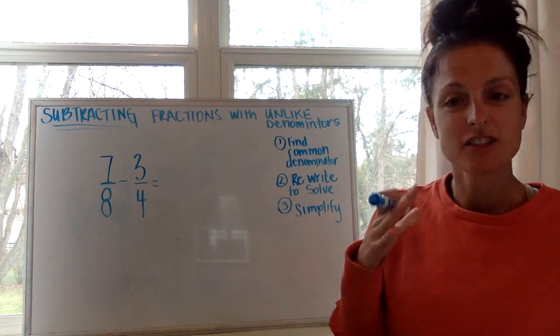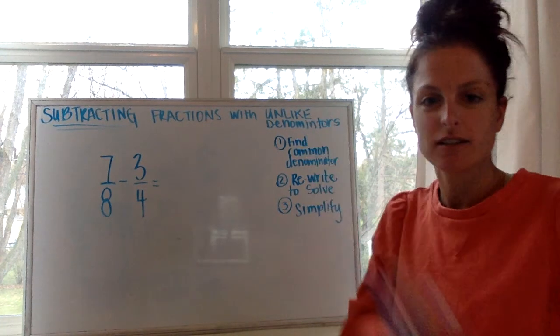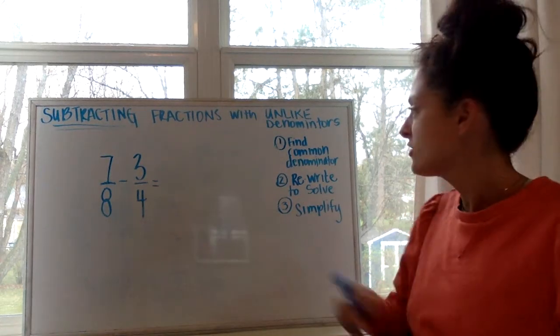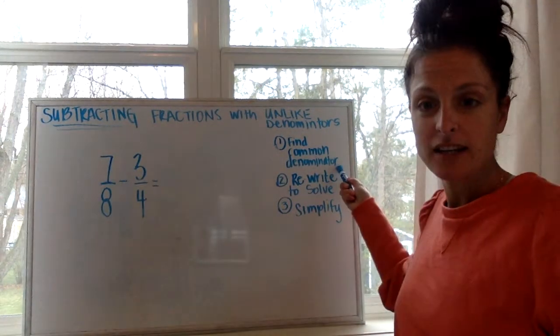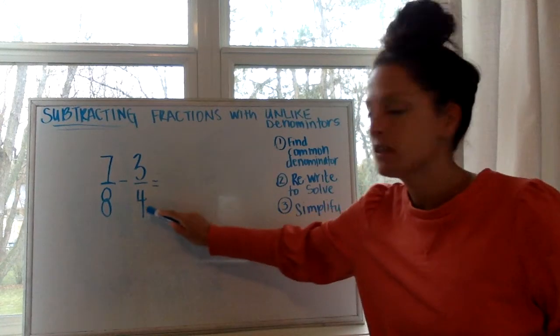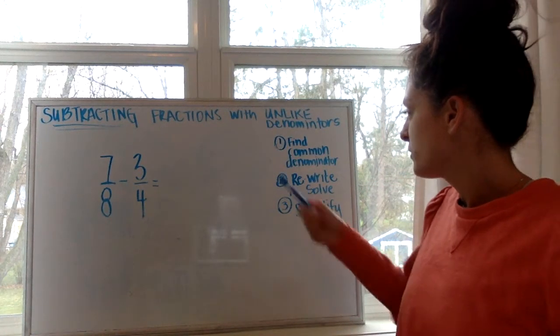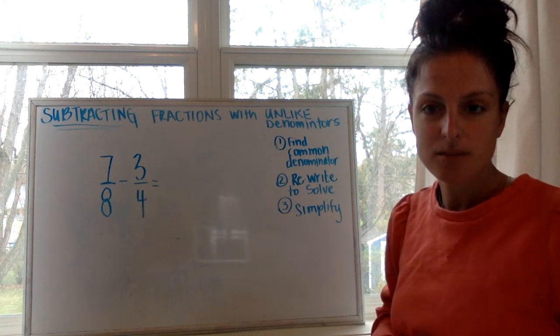Today, we are going to take a look at subtracting fractions with unlike denominators. Yesterday we looked at adding fractions. Today, it's subtracting, so same steps as yesterday. First thing we need to do is find a common denominator if your denominators are different. Then rewrite to solve your problem and then simplify if needed.